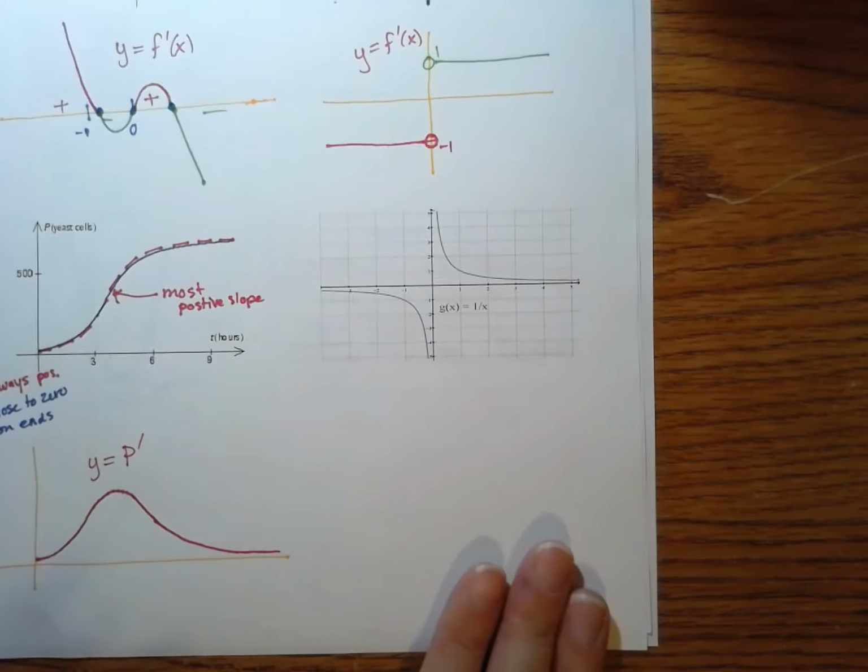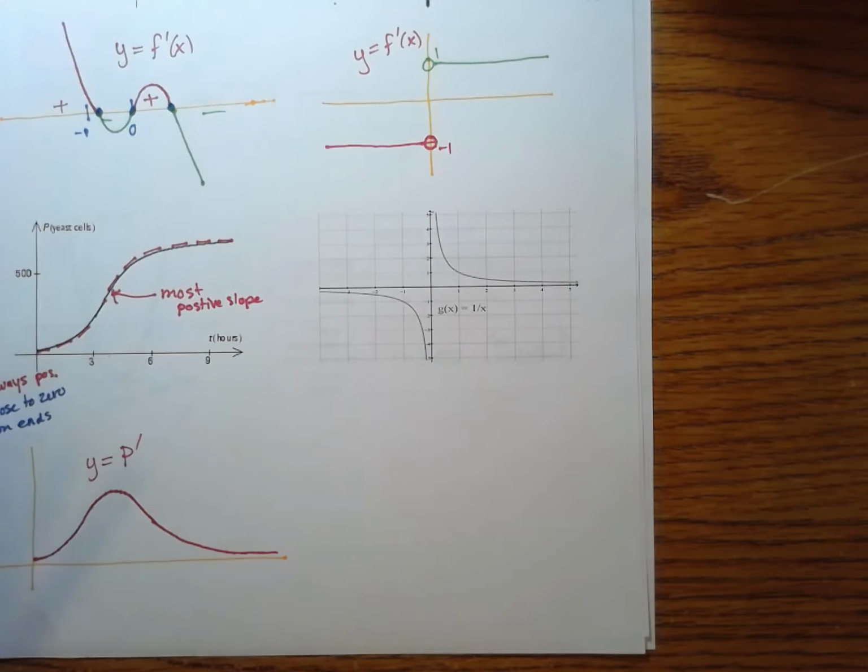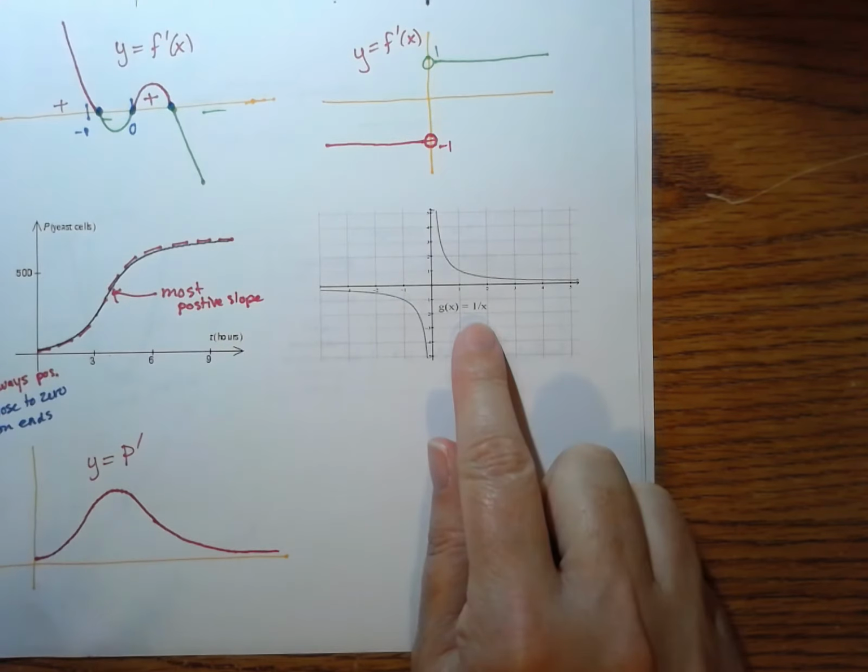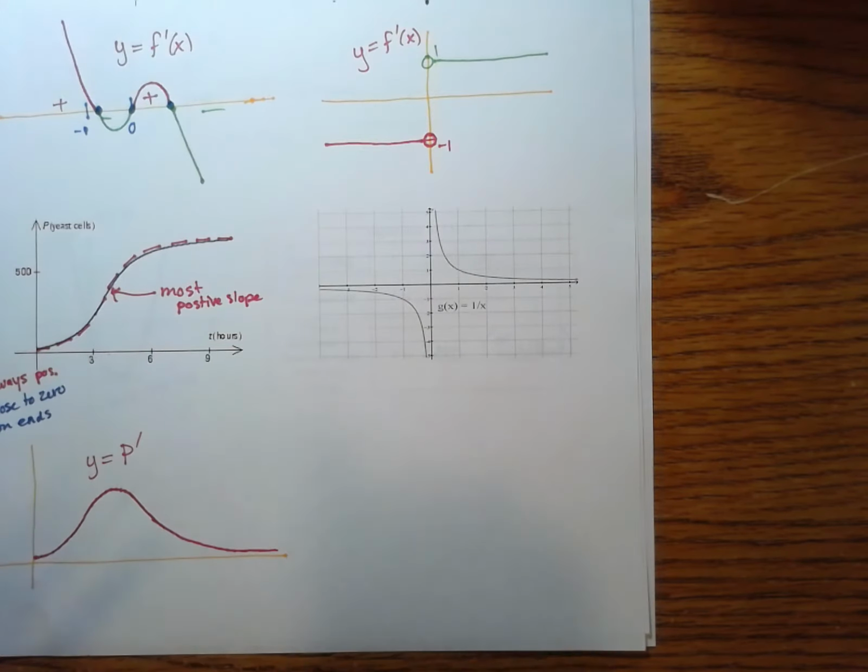Okay, finally, I want to use this graph as a test to see if you know what its derivative would be. So this is a graph of y equals 1 over x. You guys know this graph well. It's one of our parent functions. Let's take a look at what the derivative would look like.